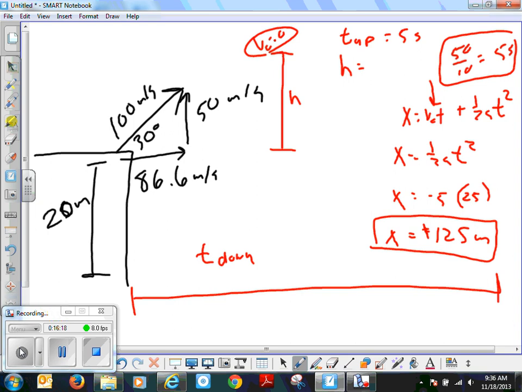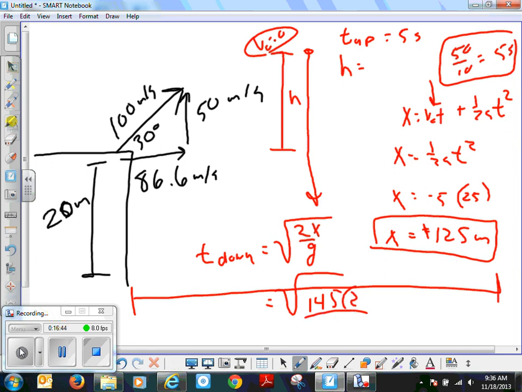Okay. And then the time down here, well, time down is going to also equal square root of 2x over little g. But the x is from here. So we got the whole height there plus another 20 meters, which is going to be 145 times 2 divided by 10. Take that square root, and we get 5.4 seconds. Can you do that for the test tomorrow?